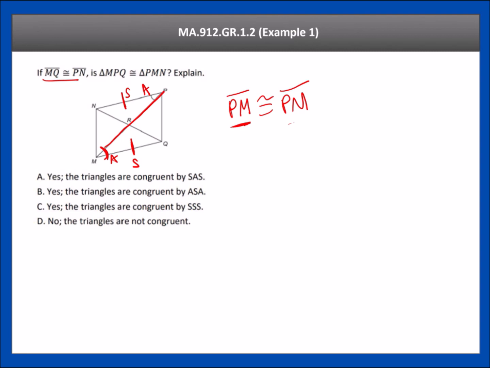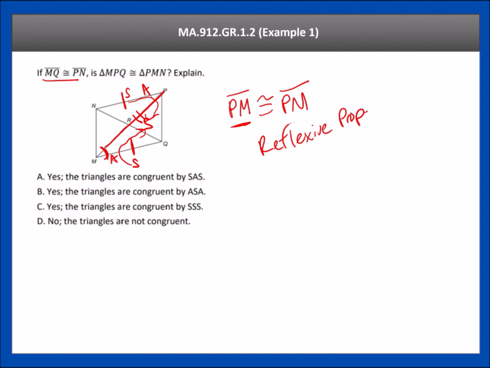So by the reflexive property. I'm going to write the name of it so that you can remember what it's called. So therefore, this is congruent to itself. And therefore, we have another side. So we got side, angle, side. Side, angle, side. So they must be congruent.